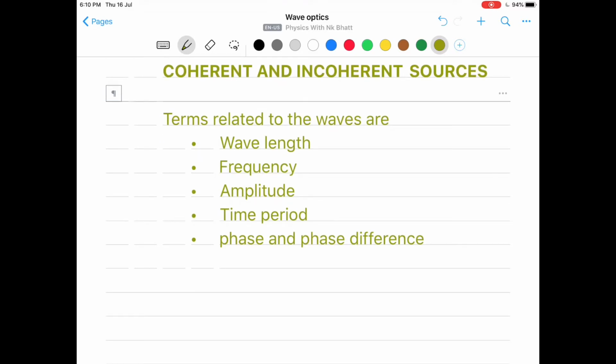Wavelength is distance of one cycle, distance between two consecutive crests or troughs. Frequency is number of cycles or number of vibrations per second. Amplitude is the maximum displacement from the mean position. Time period is time taken to complete one vibration or one oscillation. Phase and phase difference, these two are similar. Sometimes we use phase and sometimes we use phase difference. Phase difference is used if we are having two waves.